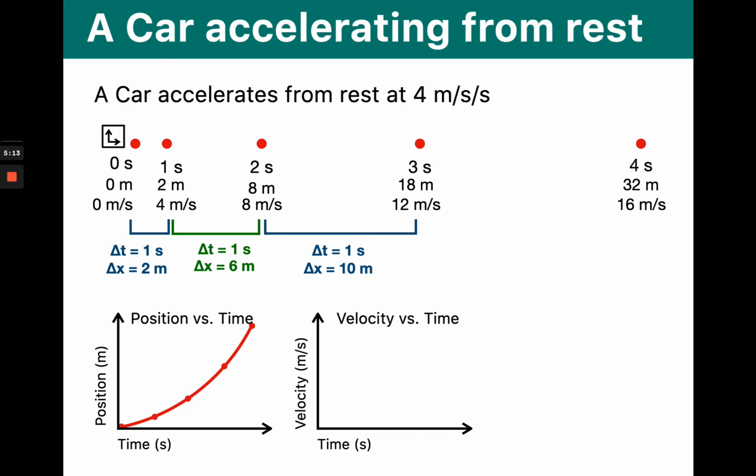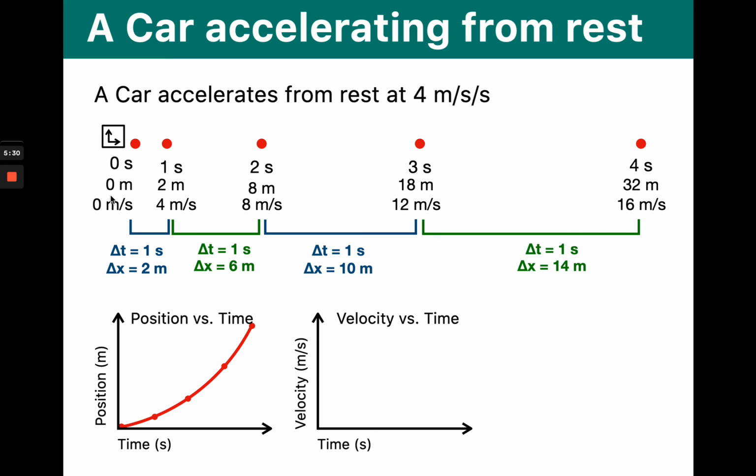In the next second, 10 meters, in the next second, 14 meters, etc. That's why this graph is curving upwards. It's just curving more and more upwards. We're covering more and more distance, right? So the first velocity, these are the instantaneous velocities, right?